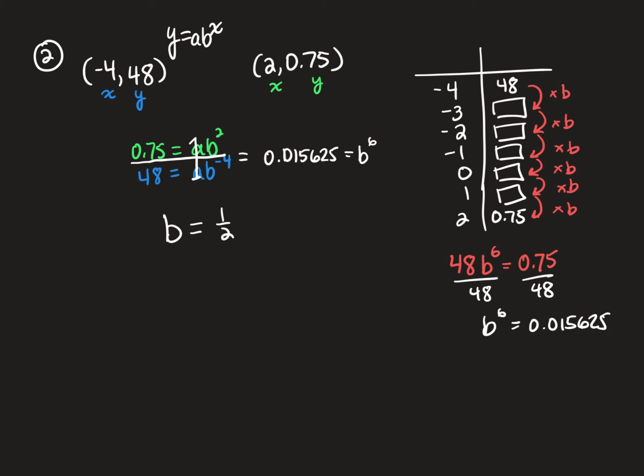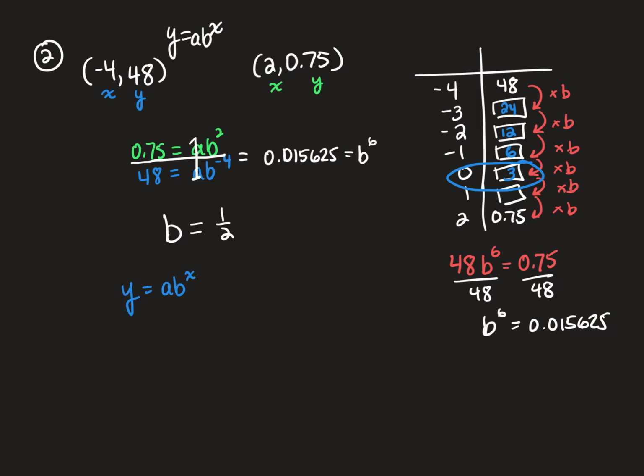If I multiply 48 by half, I get 24. If I multiply 24 by half, I get 12. If I multiply 12 by half, I get 6. And if I multiply 6 by half, I get 3. So I could figure out what my 0 term is. That's what a is.